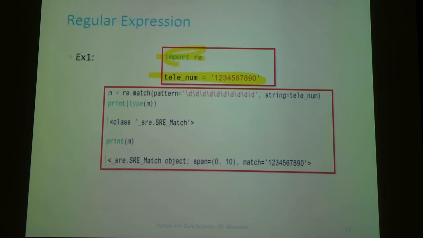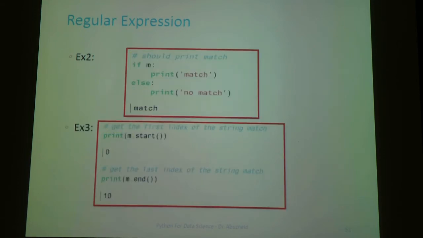So if I need to match a phone number in this very simple format, I could say match, and I put the pattern, and then I put the string. So what is the pattern I'm looking for? \d 10 times. That means how many digits? 10 digits. It will tell me whether it matched or not. So if I say print m, it will tell you matched or not matched. So if m, print matched, if not, not matched.